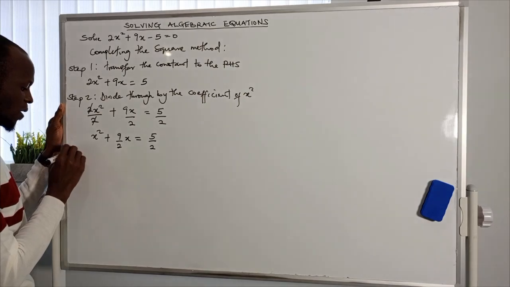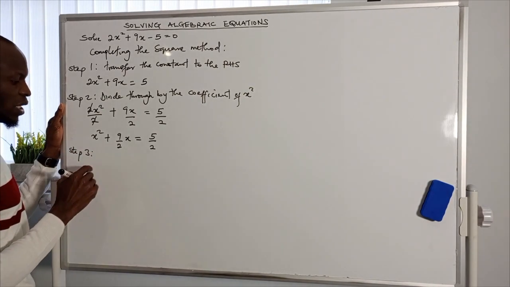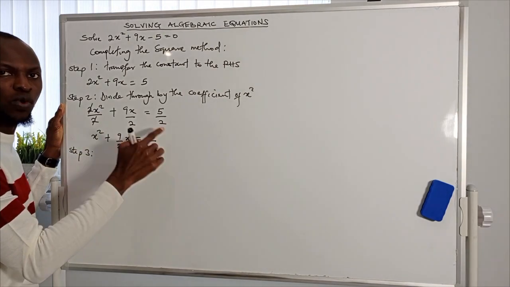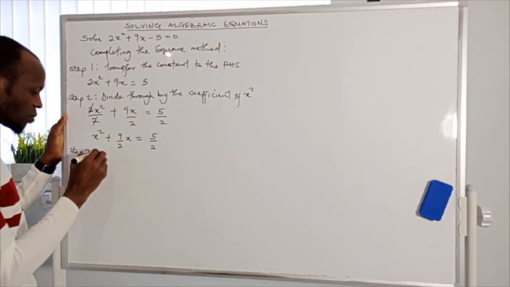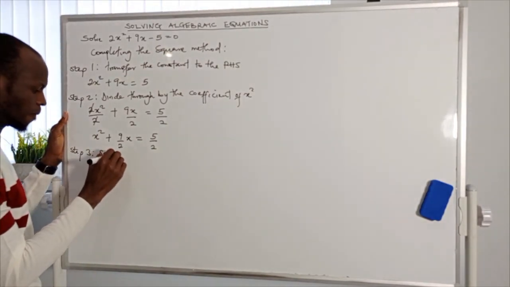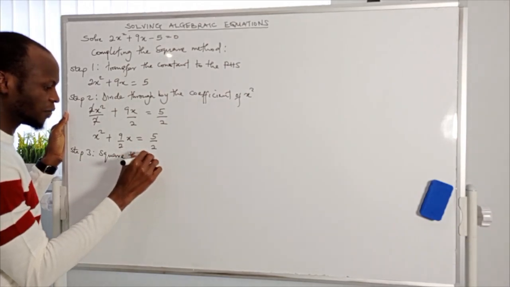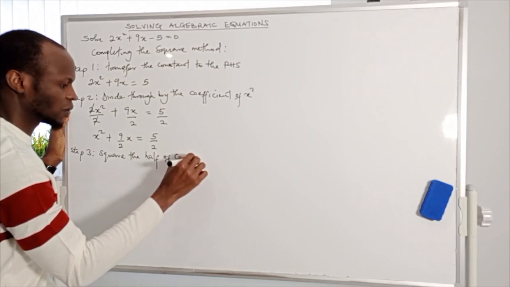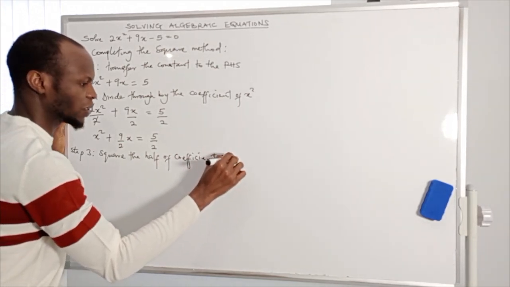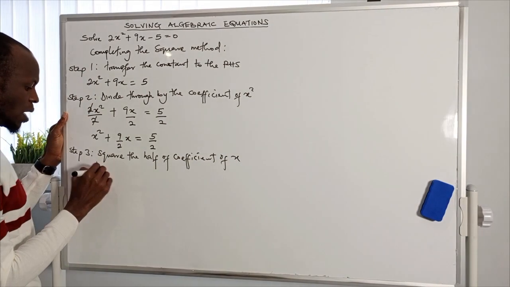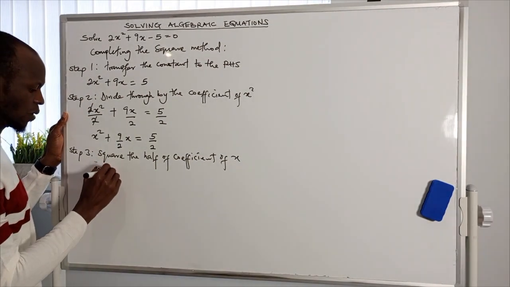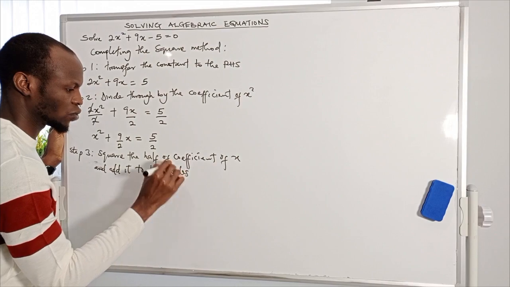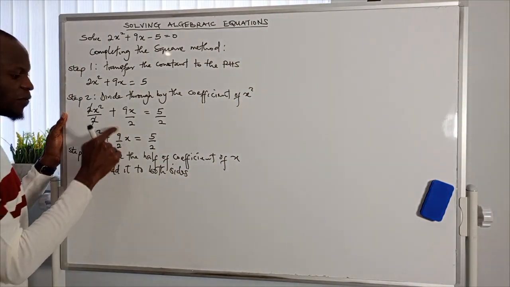So step 3, what you need to do is take half of this coefficient of x, you square it, then you add it to both sides. Square the half of the coefficient of x and add it to both sides of the equation. What is half of 9 over 2?